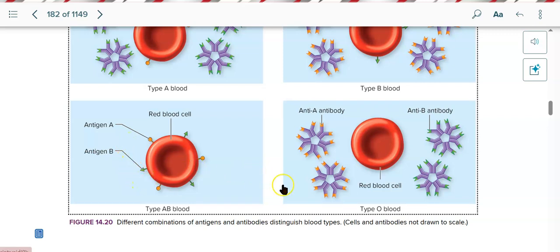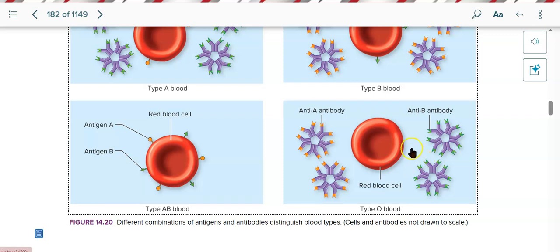And the fourth option is to have type O blood. You don't have any antigens on your red blood cells. No type A antigens, no type B antigens. You have no antigens, so that's type O. But in your blood plasma, you see that there are both anti-A and anti-B antibodies.